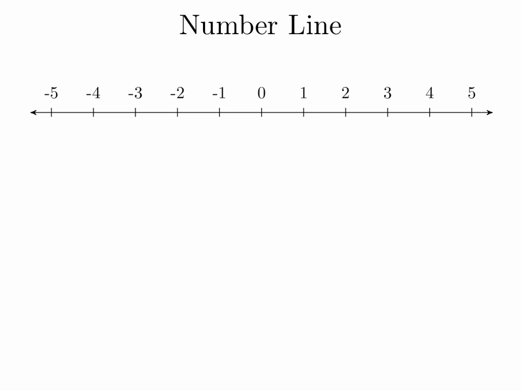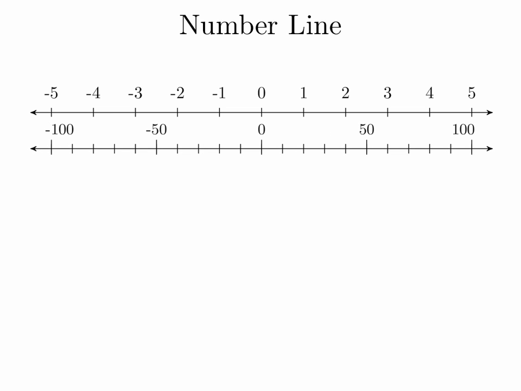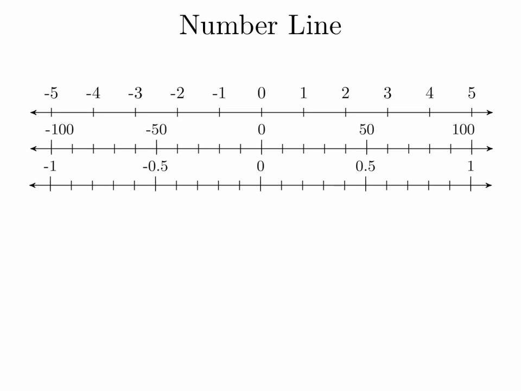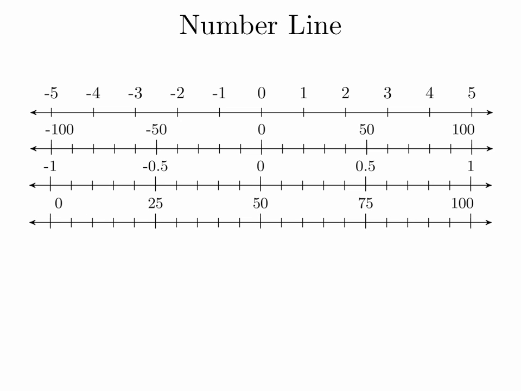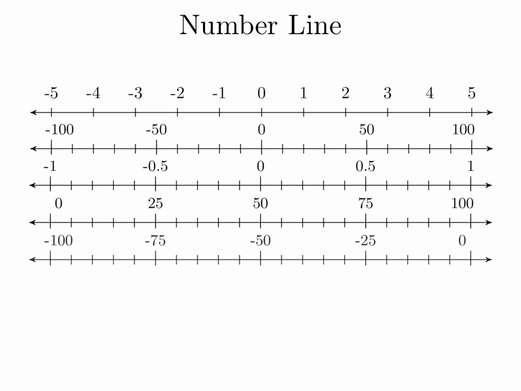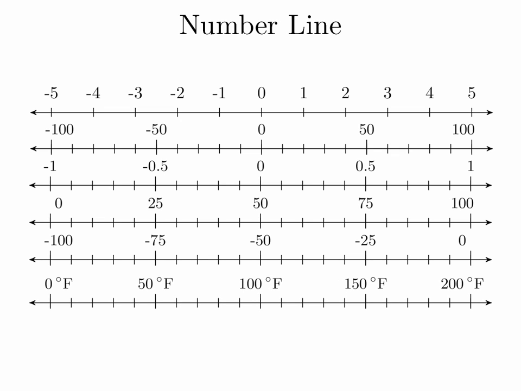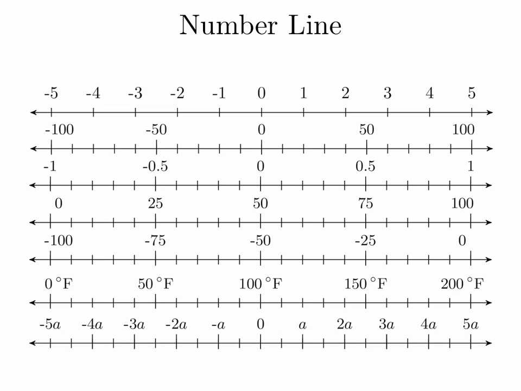But number lines don't always necessarily look like this. There can be different types of number lines. In this example, we have a number line with a different scale from -100 to 100. This number line has a smaller scale, -1 to 1. This number line is only positive numbers. The next one is only negative numbers. This number line is a scientific scale, specifically the Fahrenheit scale. And the final number line we're showing here actually demonstrates abstract quantities.